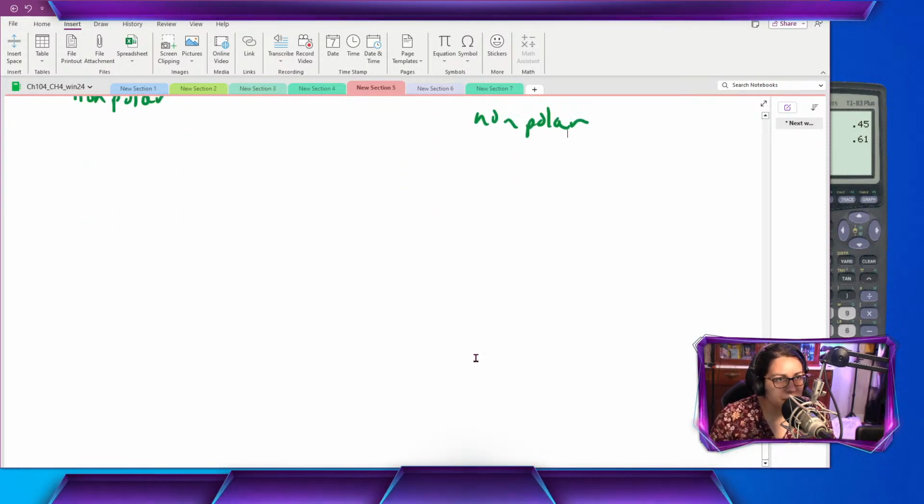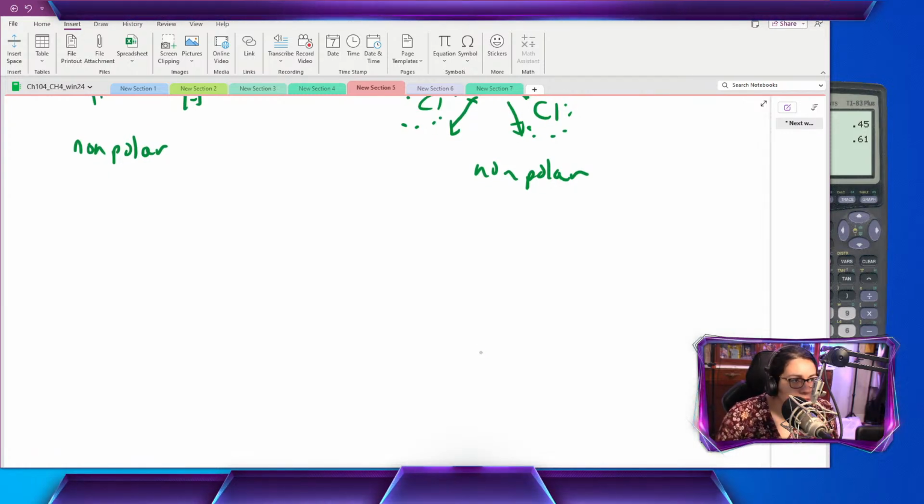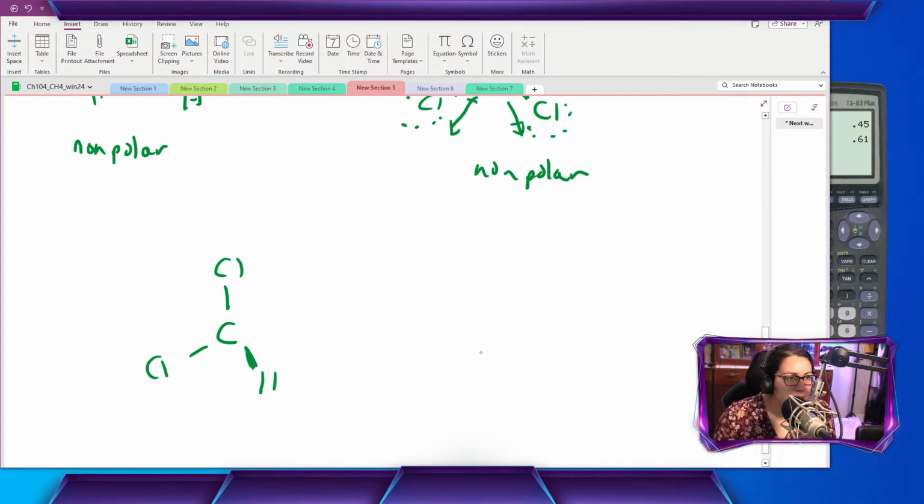But now let's compare that to dichloromethane. Dichloro means two chlorines, and then our methane hydrogens. Examining this molecule, we can say our carbon-chlorine bonds are polar, so let's draw our dipole moments there. Now we can see our arrows are just on one side of our molecule.